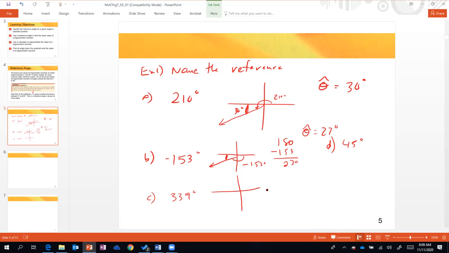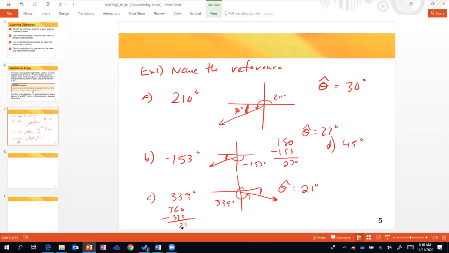Okay, 339. Which quadrant? 4. I'm going to go with 4 somewhere over here. And here's my 339. And give me the reference angle. 21 degrees. And this time, let's see what we're doing here. We're taking 360. Is that right? 360 minus 339, and it gets us our 21.